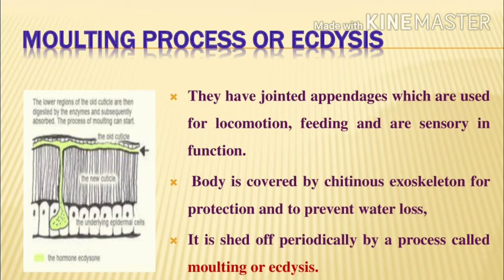The body produces the enzymes. These enzymes digest the old cuticle, and it can be easily absorbed. So this process is called molting or ecdysis. This molting or ecdysis occurs periodically. This is a process that occurs in Arthropoda. As an example question, the molting process occurs in phylum Arthropoda, a one word based question. Ecdysis occurs in phylum Arthropoda. Note it.